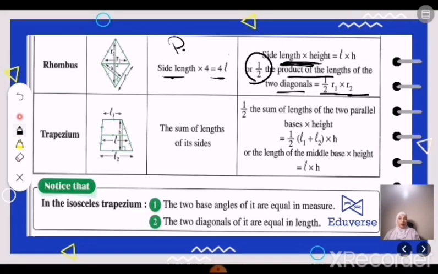And how to get the perimeter of the trapezium? Just add all the four sides here to get the perimeter for the trapezium.